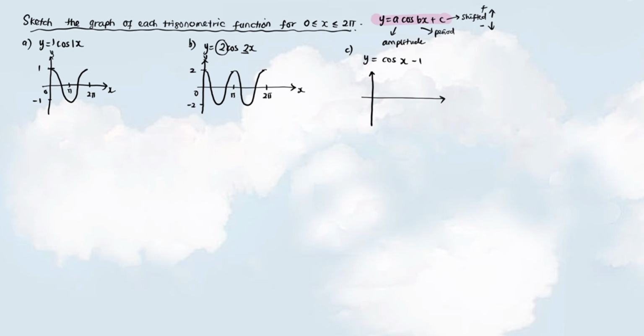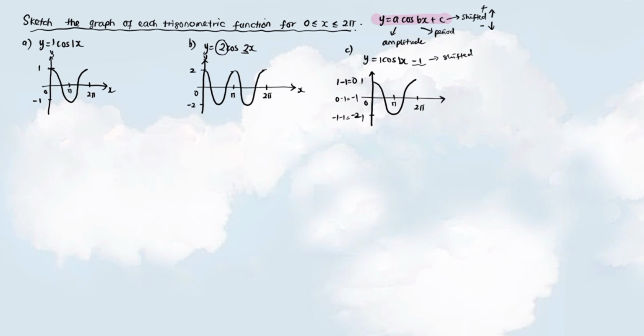Okay, see y equal to cos x minus 1. The minus 1 here means that the graph will be shifted downwards. So cos 1x has 1 cycle to reach pi, right? Pi, 0, and maximum 1, minimum is negative 1. Now we want to shift the graph downwards. So 1 minus 1 is equal to 0, 0 minus 1 is negative 1, negative 1 minus 1 is negative 2.